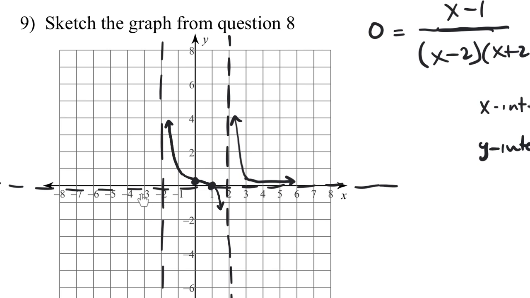And we could do the same thing over here. We could test -3. -3 minus 1 is -4. -3 minus 2 is -5. -3 plus 2 is -1. -5 times -1 is 5. Here we have -4/5. So that's right about there.